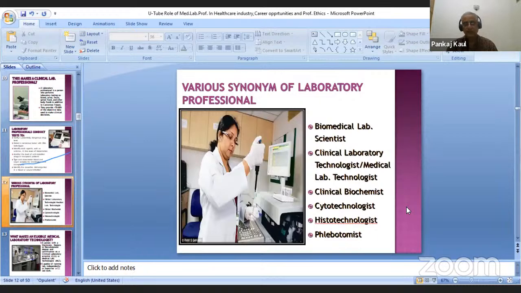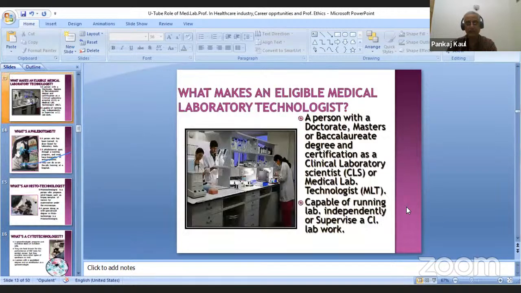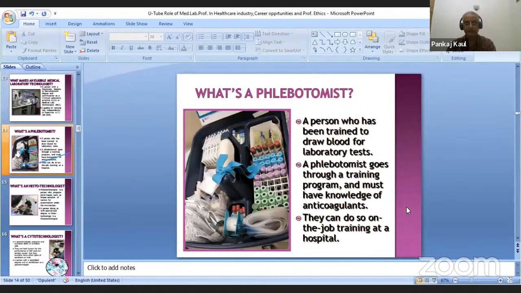Various synonyms of these laboratory professionals are biomedical lab scientist, clinical laboratory technologist, medical lab technologist, clinical biochemist, cytotechnologist, histotechnologist, phlebotomist, and many more names, but there is no uniform system all over the country. What makes an eligible medical lab technologist is a person with a doctorate, master's, or bachelor's degree, and certification as a clinical laboratory scientist or medical lab technologist (MLT), capable of running a lab independently or supervising clinical lab work independently.